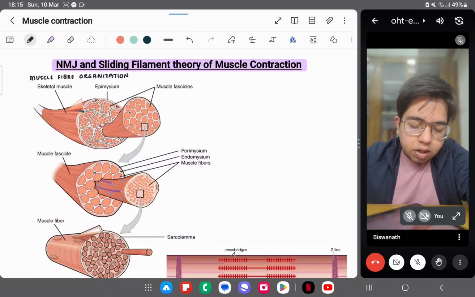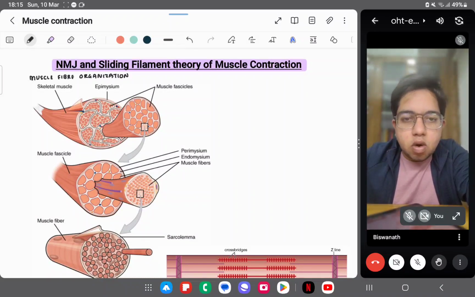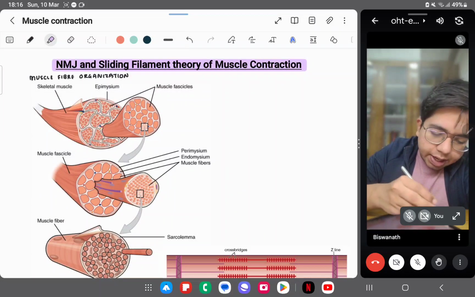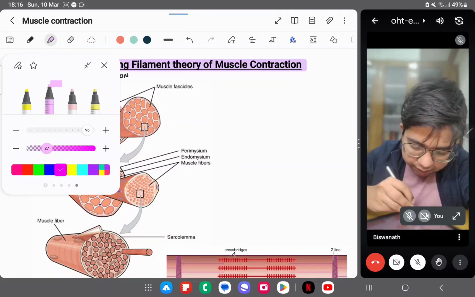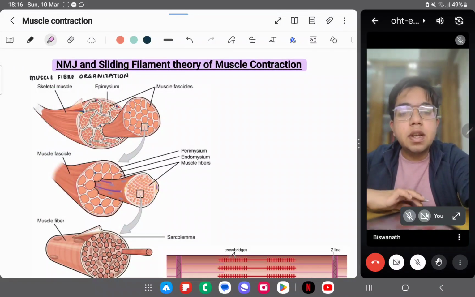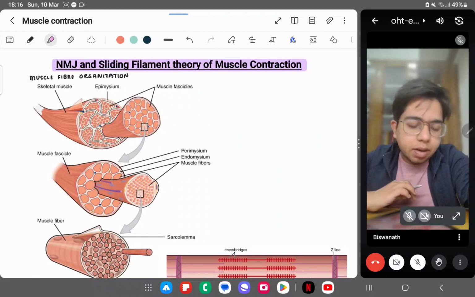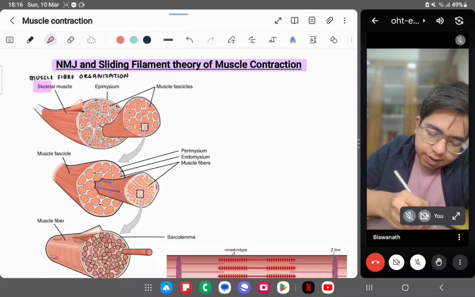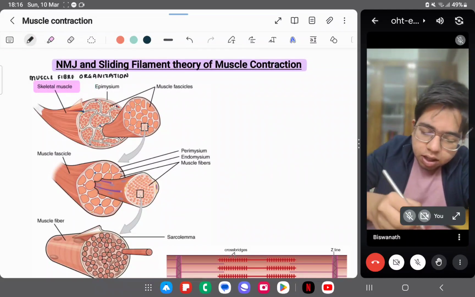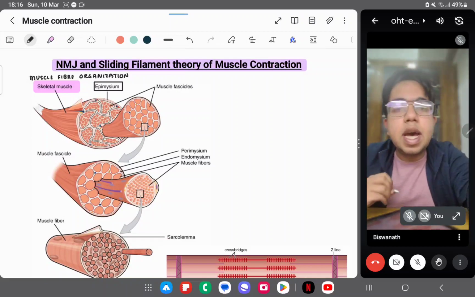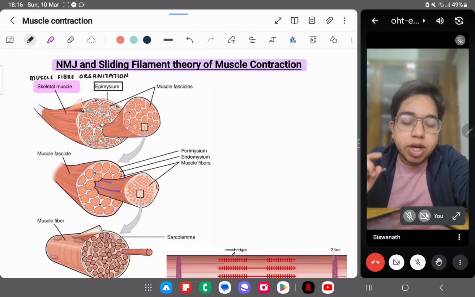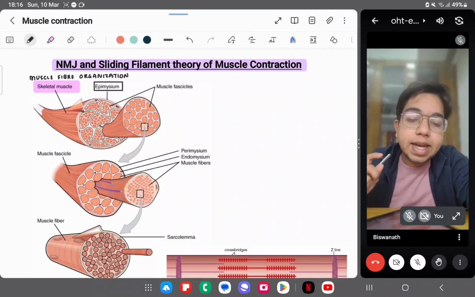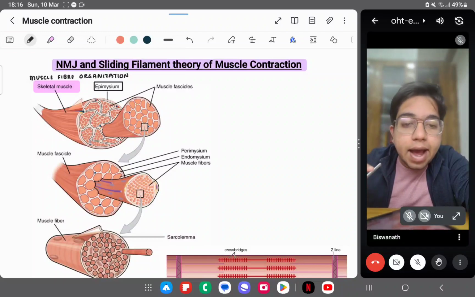Let's start. So what you are seeing is a skeletal muscle. When we are talking about a skeletal muscle, we are not talking about cardiac muscle now, because muscle contraction in the cardiac muscle is slightly different from a skeletal muscle. So we are taking our prototype as the skeletal muscle and discussing the things. If this is a skeletal muscle, the outermost covering of the skeletal muscle is known as the epimysium. Mark my words very carefully. It is the outermost covering of the entire skeletal muscle.